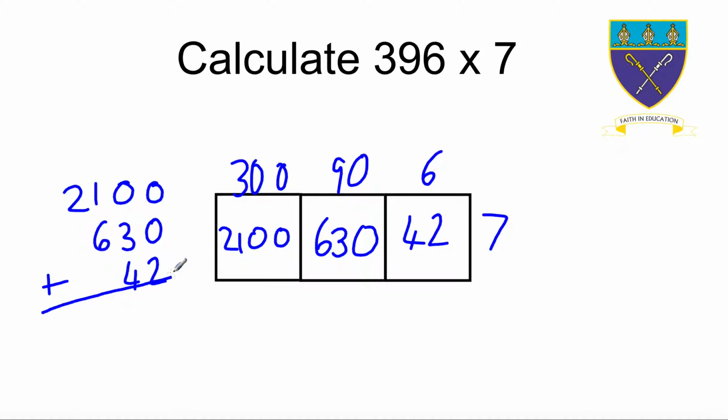Add. And then we have 0 add 0 add 2, which would be 2. We have 3 add 4 add 0, which would be 7. 6 add 1, which is also 7. And then 2 add nothing is 2. So my answer is 2,772.